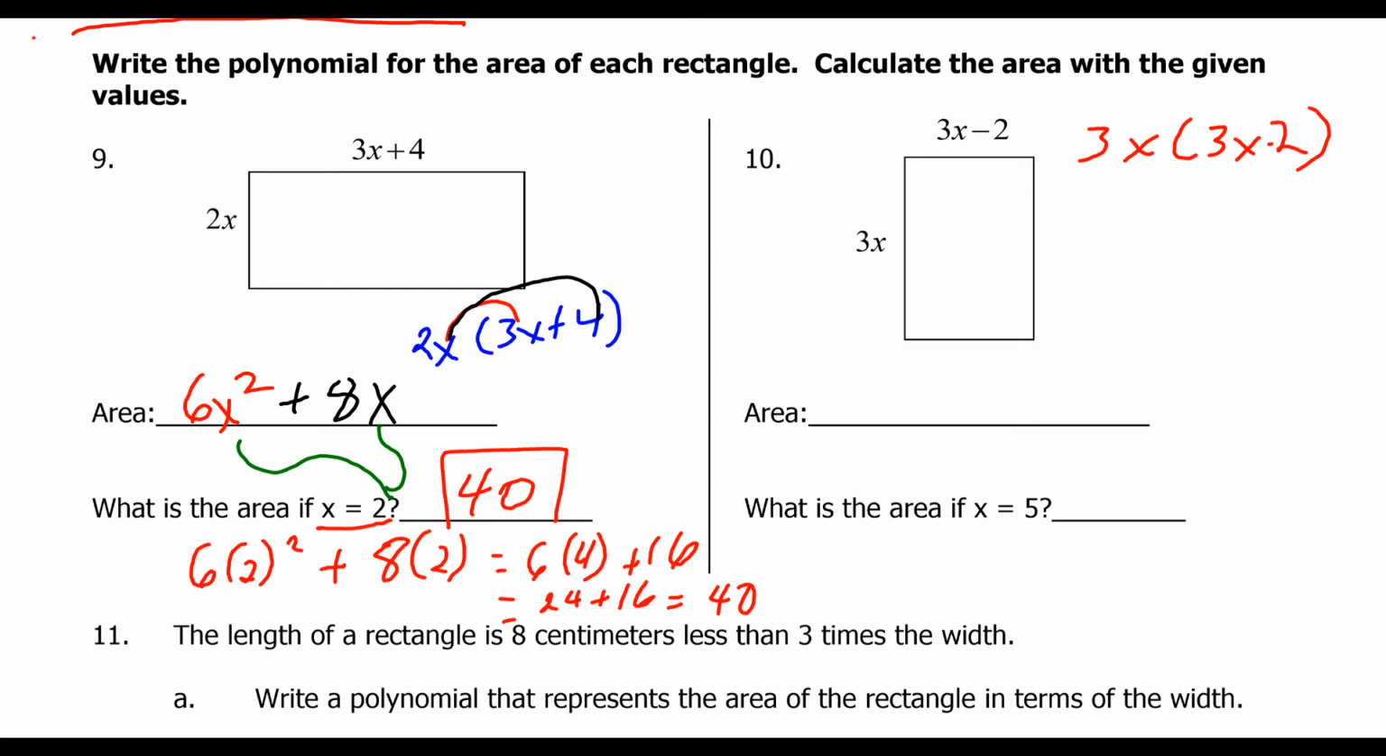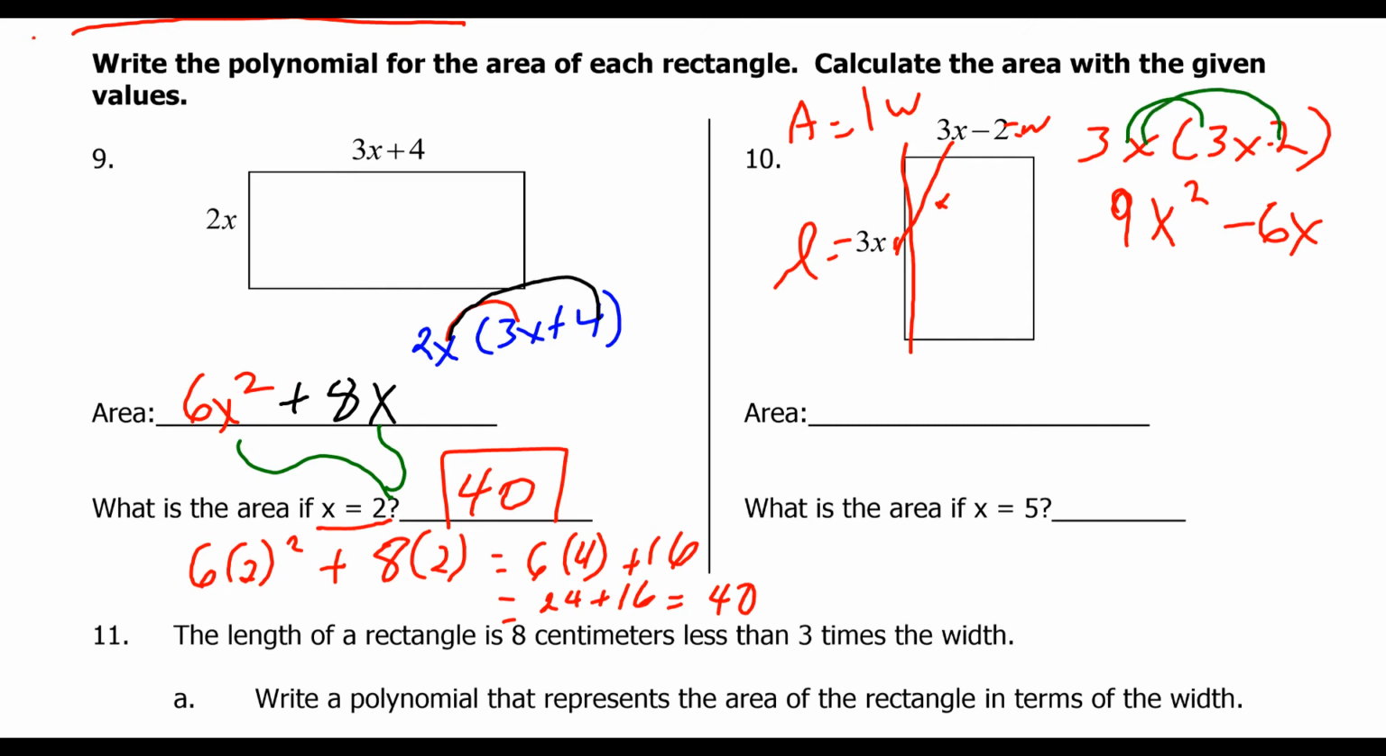And some of y'all are wondering why I'm doing that. Area equals length times width. We've got the length and we've got our width. So we multiply these two together. And when we do that, that gives us the area model. I sent the 3x across to the 3x and the 3x across to the minus 2. So what I wind up with is 9x squared minus 6x.